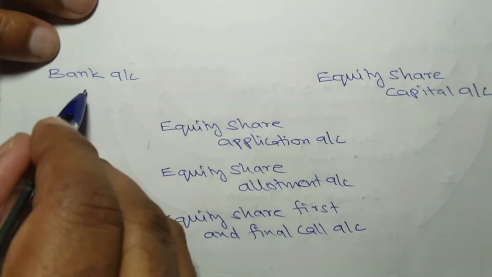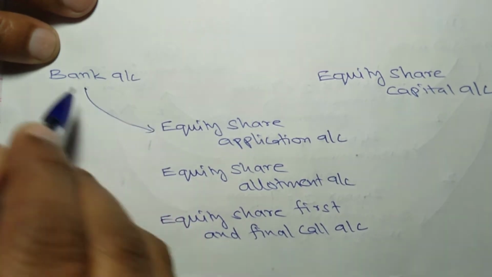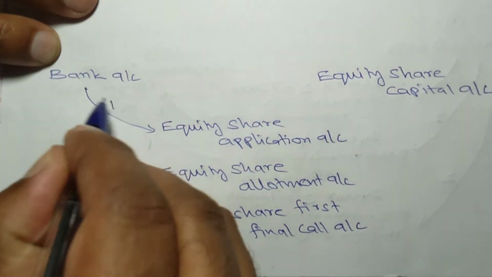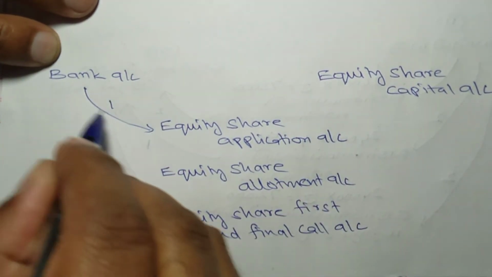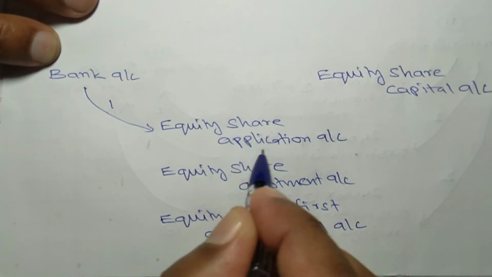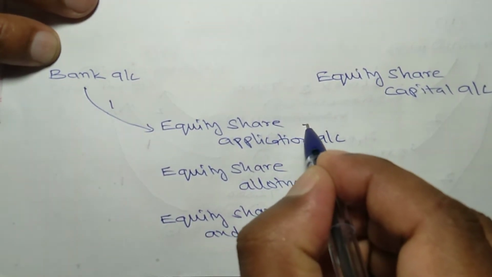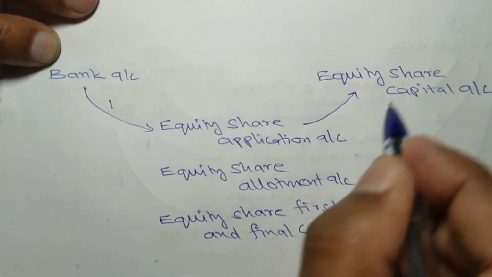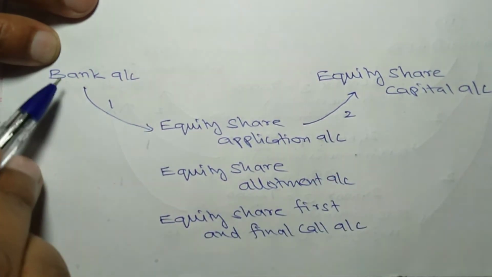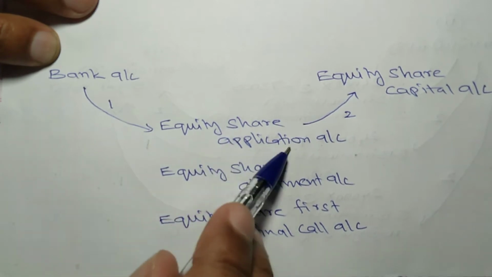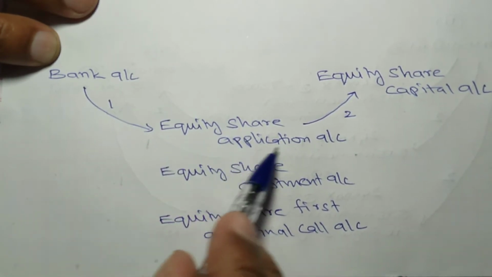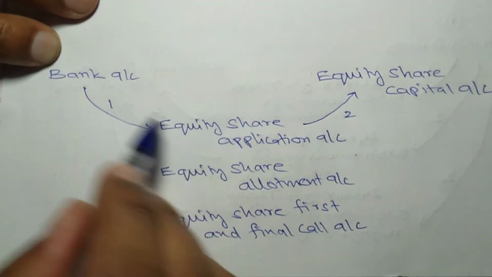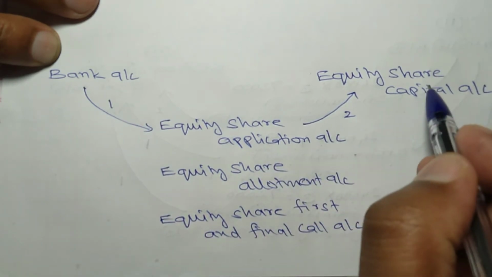Then entry போடும்போது இங்க ஸ்டார்ட் பண்ணணும். Bank account debit to equity share application account, first entry. That is cash received on application. Application money received. Next, application money is transferred to share capital account, that is equity share application account debit to equity share capital account, second entry. Then இது வந்து application money received, application money is transferred to share capital.